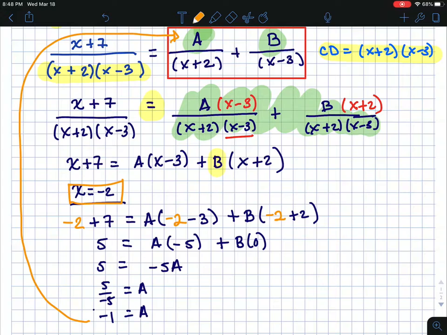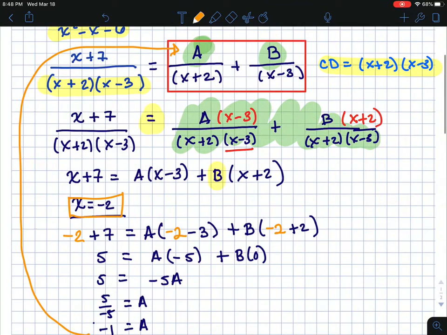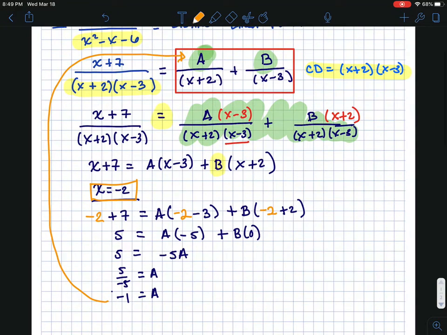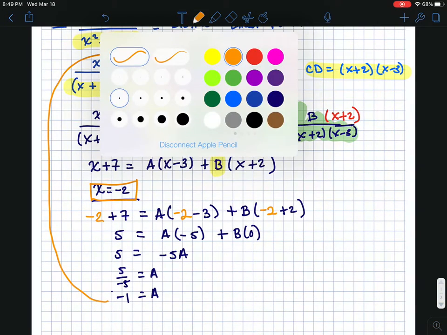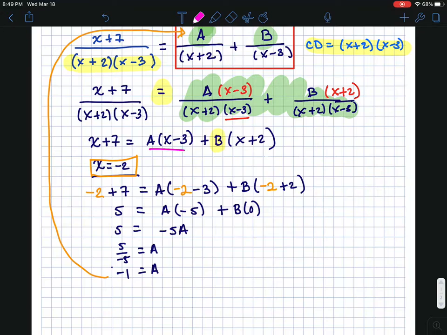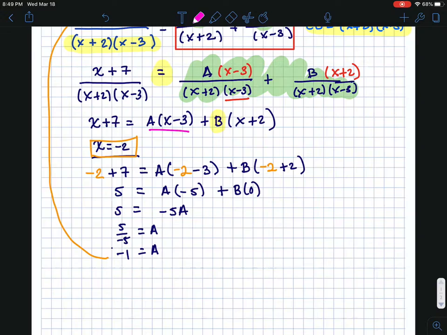Okay, because our end goal is to get this right here, that a over x plus 2 plus b over the quantity x minus 3. So now we have to find our b. Okay, so in order to do that, we're going to eliminate a. So therefore, we're going to let x equal 3, because we're going to eliminate this x minus 3 right there.